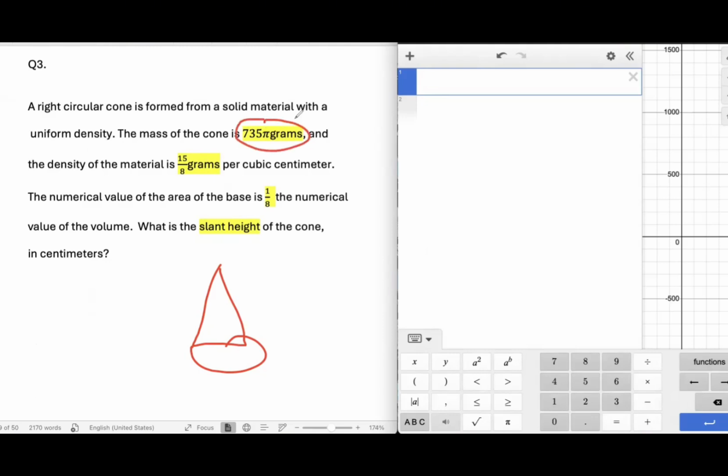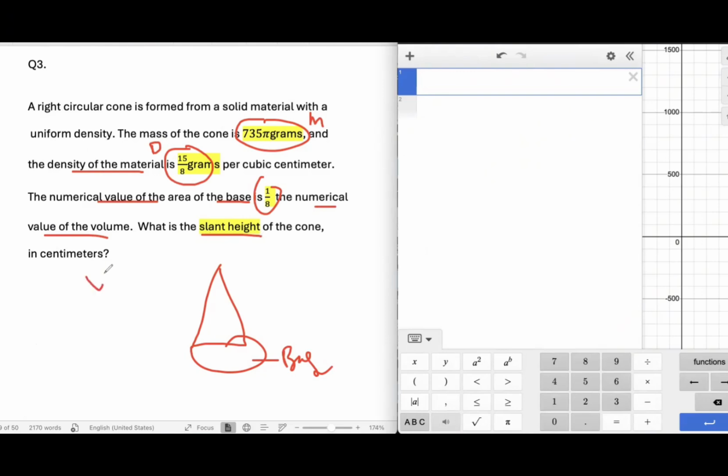So this is our mass here. And they said the density of the material is this. So we have a density here. And they said the numerical value of the base, this is the area base, right? Is 1/8 of the numerical volume of the whole cone. What is the slant height of the cone?